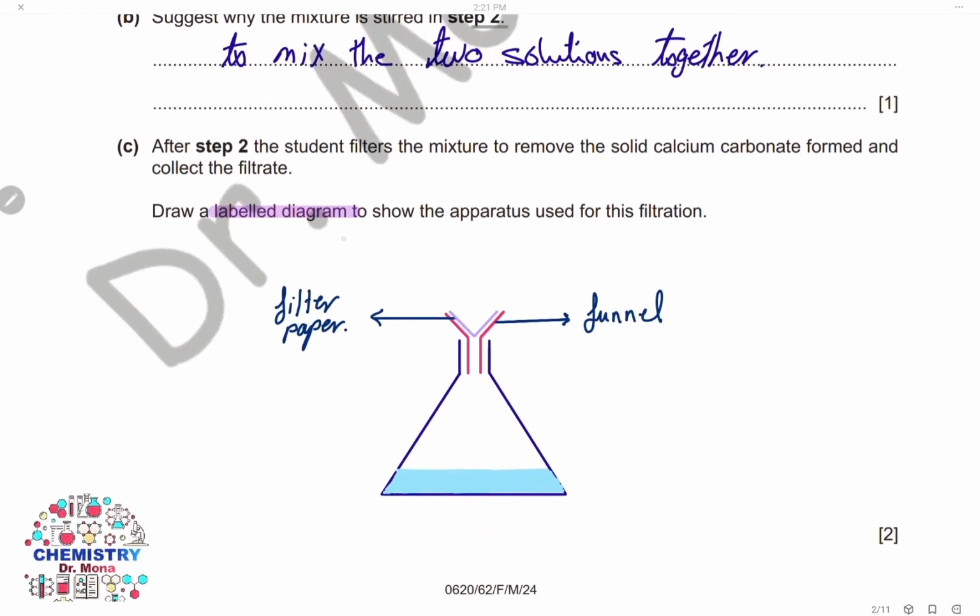Here we want to draw a labeled diagram to show the apparatus used for this filtration. Here is the apparatus used. We will use a filter funnel and filter paper supported in a conical flask. Of course, the calcium carbonate will remain as insoluble solid residue on the filter paper, and the filtrate will be in the conical flask. As we've just said, the filtrate will be sodium chloride plus calcium chloride.